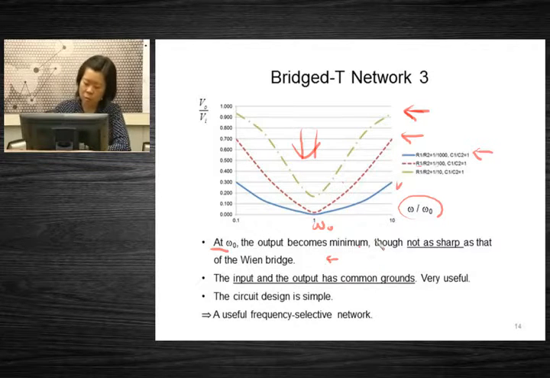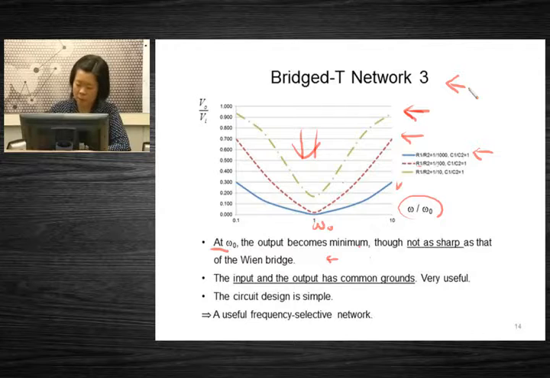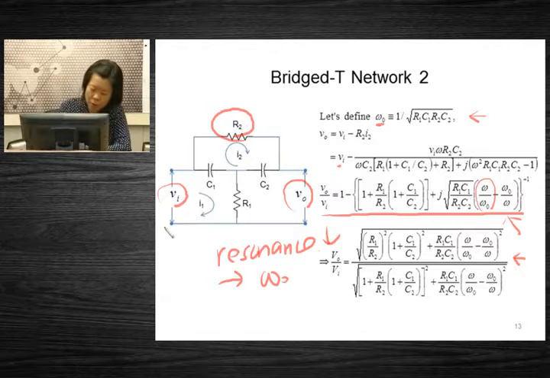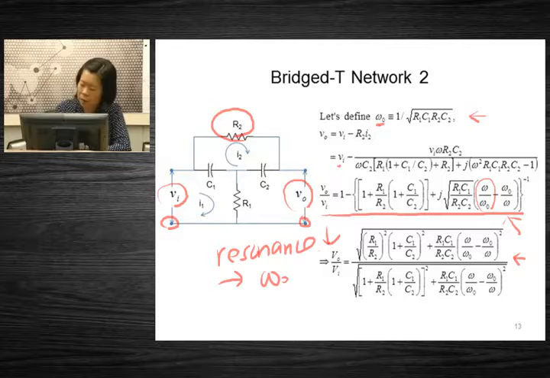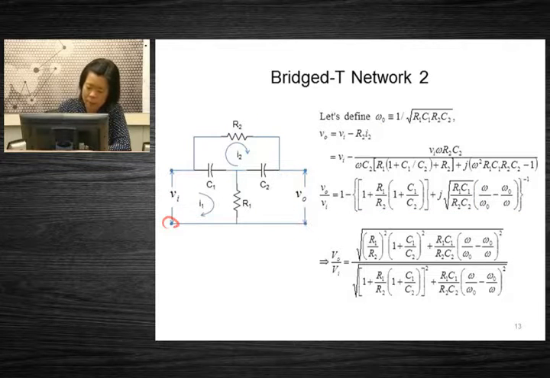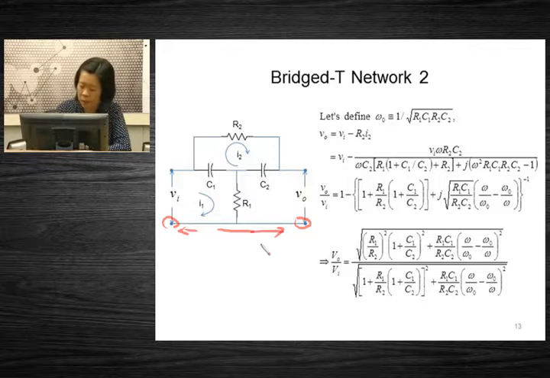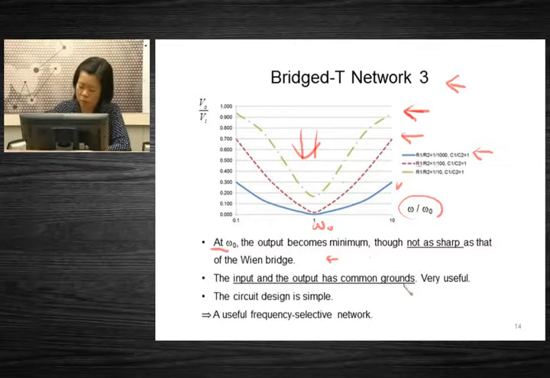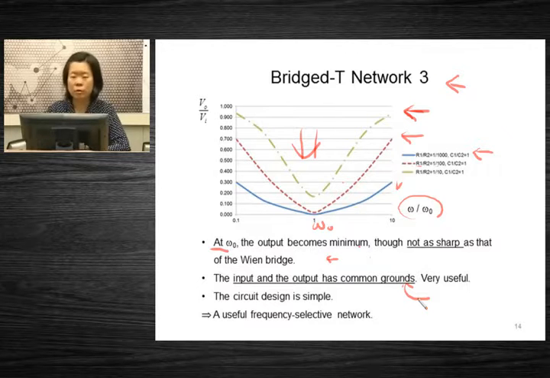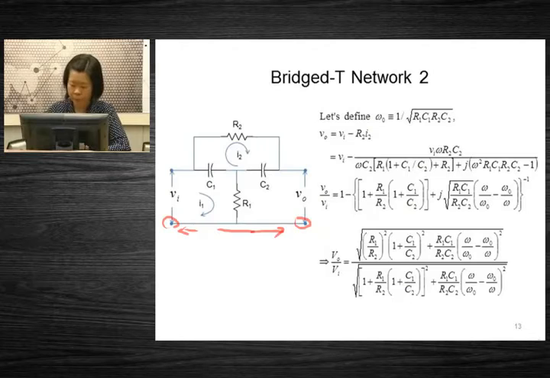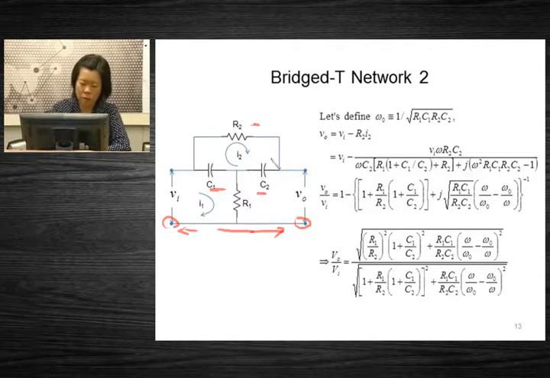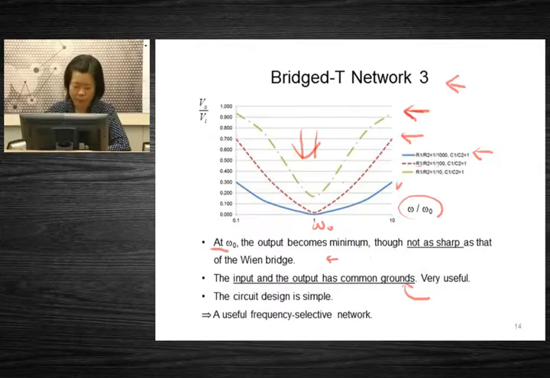The reason to use this bridged T network is that input and output have the same ground. So it's useful when you do circuit design. Also, the circuit design is simple. We have only 2 capacitors and 2 resistors. So this is a useful frequency selective network.